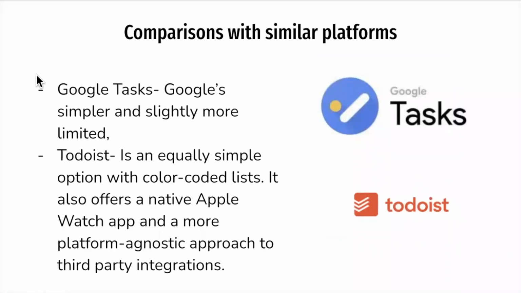Now we're going to do a few comparisons with similar platforms. Firstly, Google Tasks, which is a simpler version and it's slightly more limited in comparison to Microsoft To Do, and it was created by Google. There's also Todoist, which is an equally simple option, and it has color-coded lists, which is something that's different from Microsoft To Do. Also, it offers a native Apple Watch app and a more platform-agnostic approach to third-party integrations, which is different from Microsoft To Do.